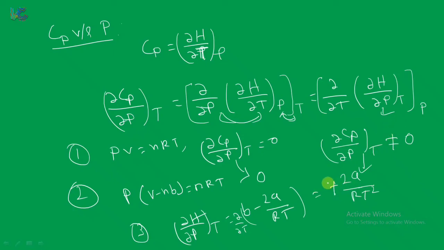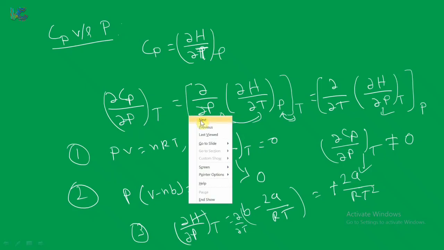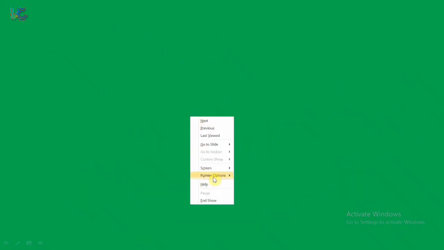But for the ideal gas and for this other gas, there will be no variation. So by using this, what will we do now? Now we will prove that heat is not a state function.